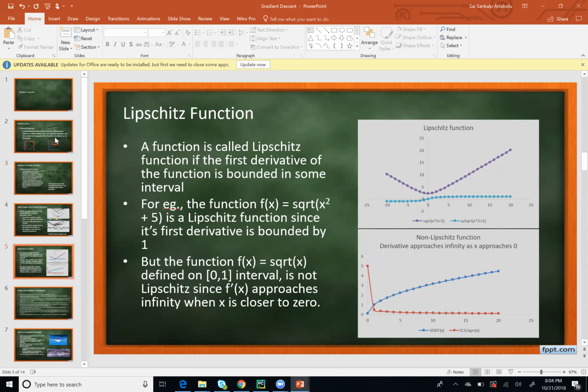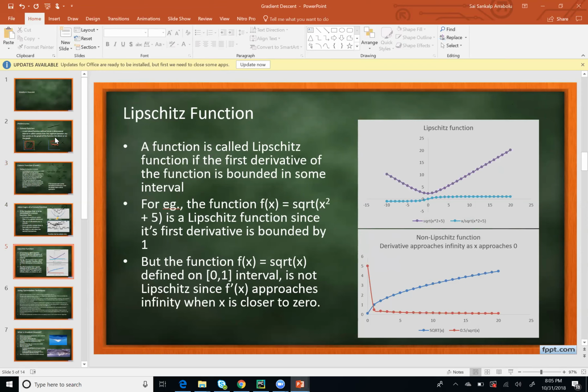And then there are some properties of this. There's something called a Lipschitz function. If the first derivative of the function is bounded in some interval, then the Lipschitz function tells you whether a function has a first derivative. These are the mathematical concepts behind it. But ultimately what we care about is whether gradient descent can be applied to a function or not. If gradient descent cannot be applied, then you will get random results. Then you will know that it is not one of these Lipschitz functions or it is a non-convex function.